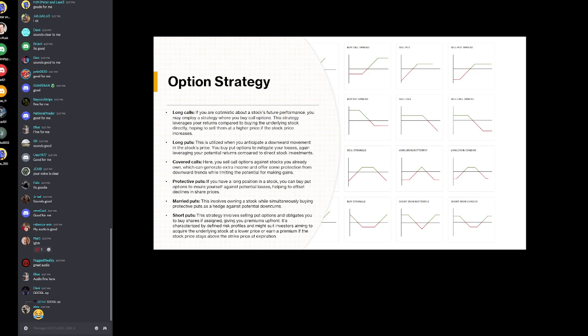But this, again, does limit the potential for making gains, right? There's usually a set amount that you can make, but that is something that you could do. Protective puts, if you have a long position in a stock, you can buy put options to insure yourself against potential losses. This is like an insurance contract, right?